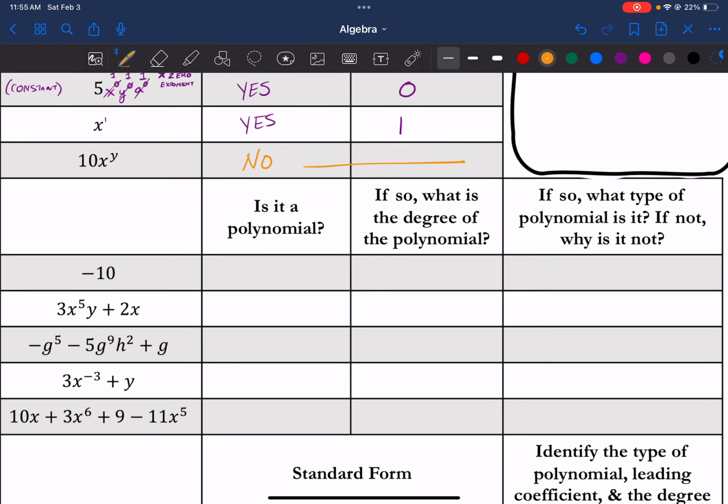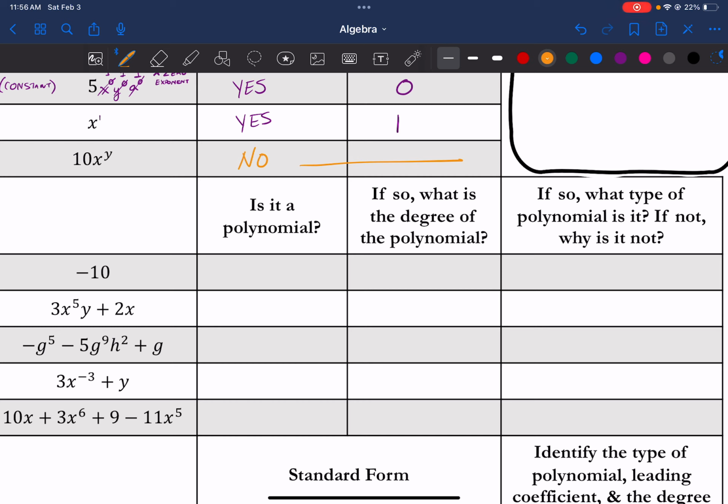We're going to get a little bit more specific, right? First, we're going to start broad. Is it a polynomial? See if it follows the rules. Yes, this is a polynomial. The type that it is, a monomial. And it says the degree, we learned that constants, those terms have a degree of 0.